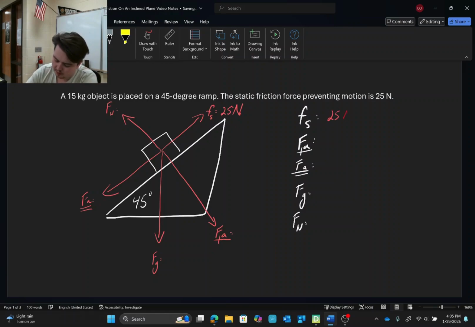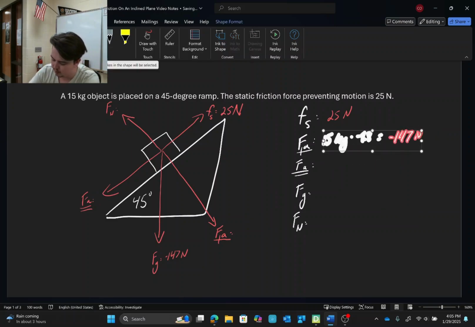So 25 newtons. Force of gravity should be 15 times negative 9.8 again. I know we already wrote on the previous one, but I'm going to double check my number, and it is still negative 147. So 15 kilograms times negative 9.8 is going to equal negative 147 newtons. All right, now we have to find, oh, what are you doing, you dingus? This is the part of the show where Mr. Owens writes something in the wrong spot. There we go.